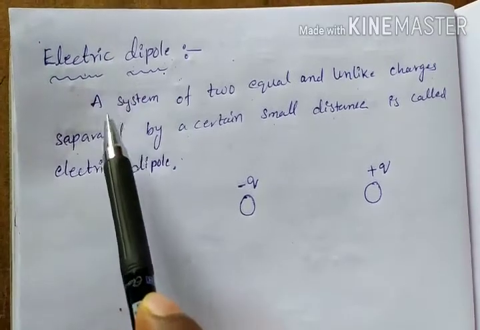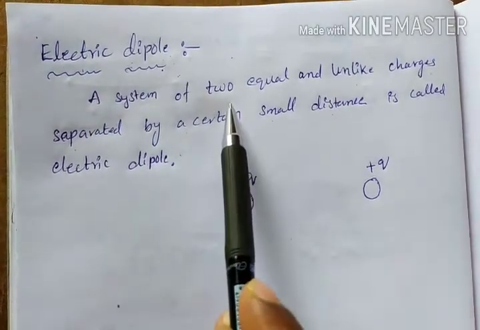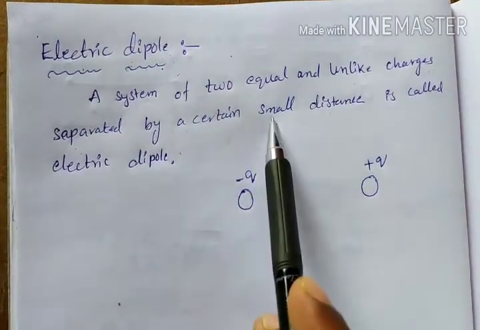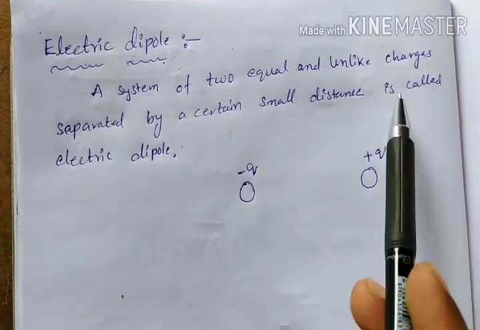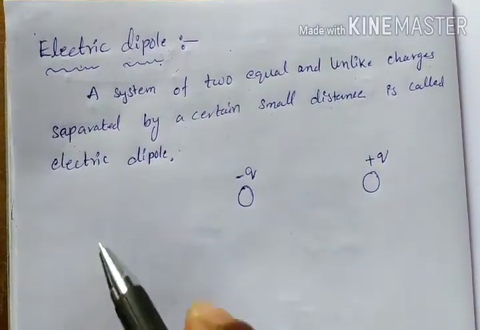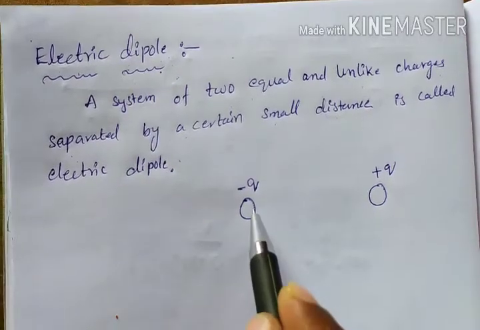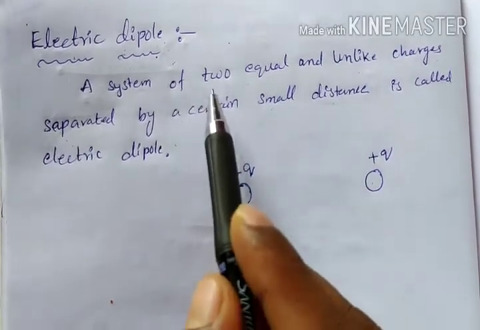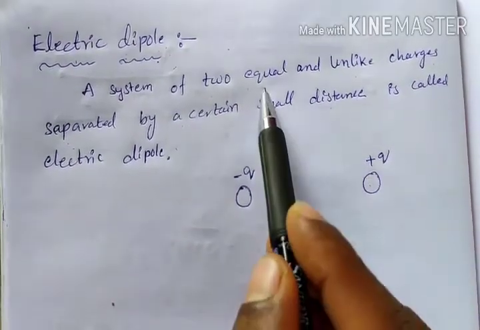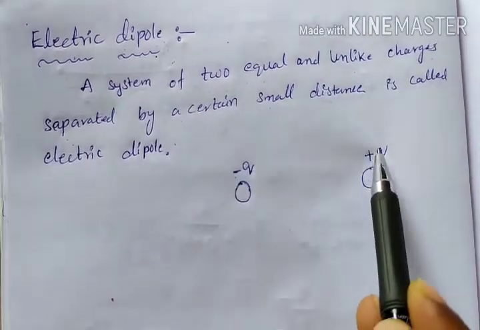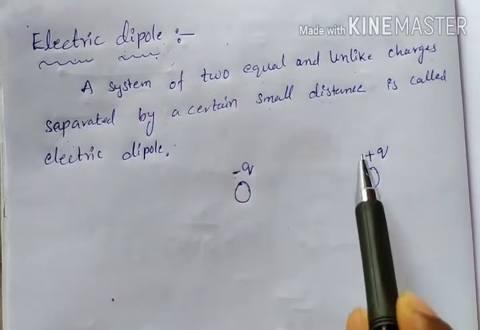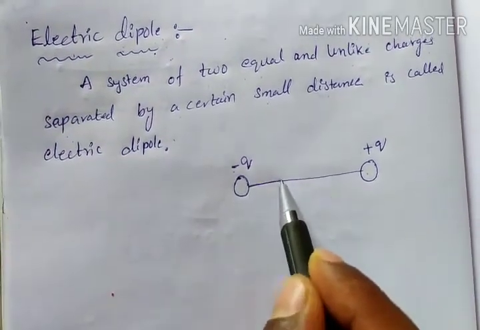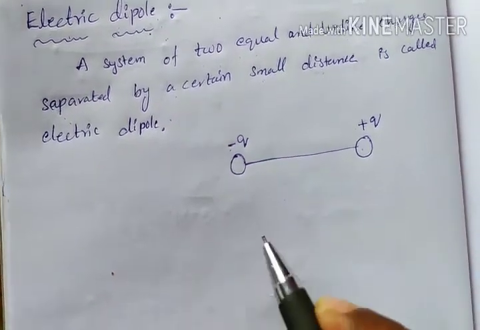The electric dipole definition: a system of two equal and unlike charges separated by a small distance is called an electric dipole. So I'm going to draw a diagram. I'm taking two charges, minus q and plus q. Two equal and unlike charges, here it is minus, here it is plus, separated by a certain small distance.